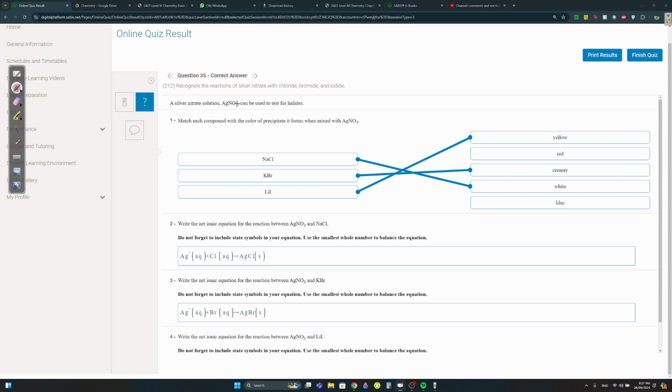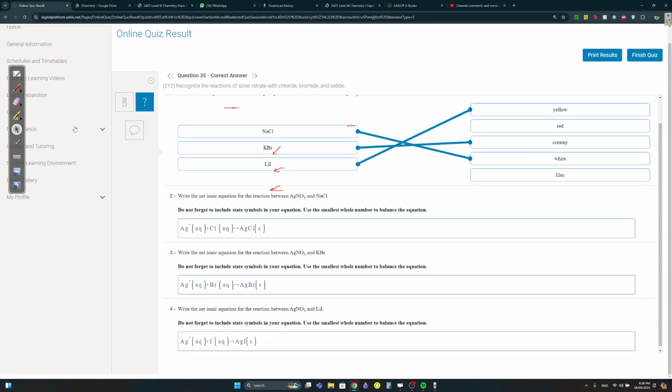A silver nitrate solution, AgNO3, can be used to test for halides. What would happen if you mixed each one with AgNO3? Cl, white. Br, cream. I, yellow. Very easy. Write the net ionic equation for each one.